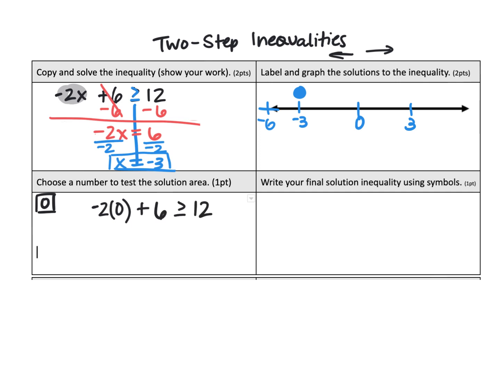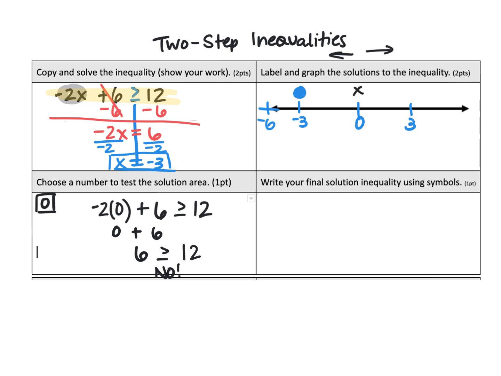It's like doing a check. If you're not sure where I got that from, I got it from this top equation up here. Now let's actually work it out. Negative 2 times 0 is 0. 0 plus 6 is 6. Is 6 bigger than or equal to 12? No, that is not true. So 0 did not work.